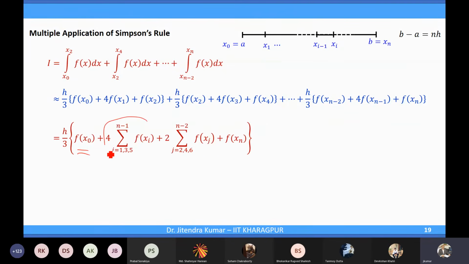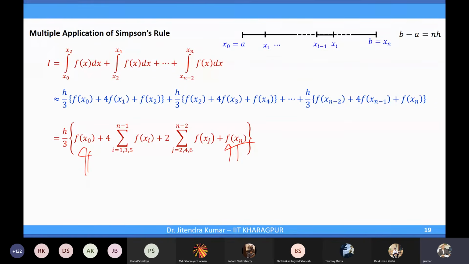Just remember 4 times the odd ones, means 1, 3, 5, those ones, then here 3, and so on. Those will be added with 4 times. 2 times will be added with x2, x4, and so on. So with 2 times you have 2, 4, 6, and so on you add, and the first and last naturally just the addition without any weight. So f(x0) and f(xn), these are there. Earlier also it was there, but now you have two cases here, 4 times the odd ones and 2 times the even ones. You can remember.